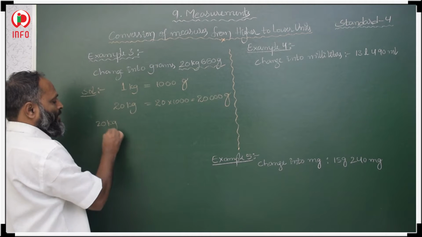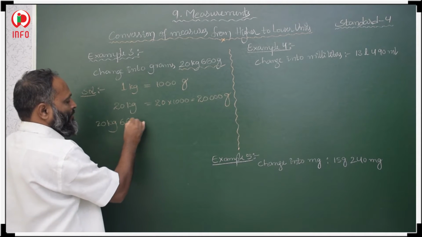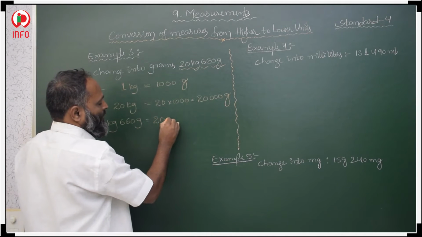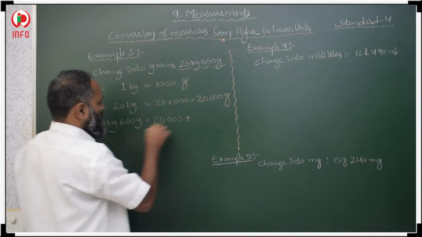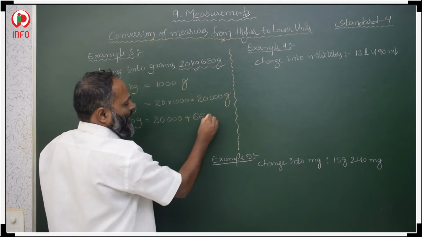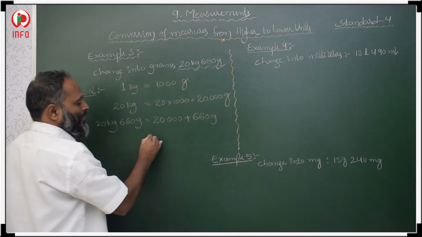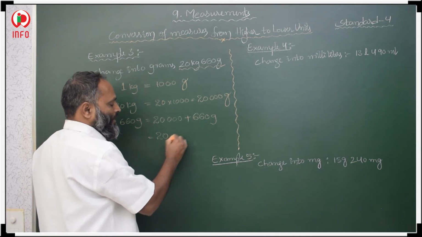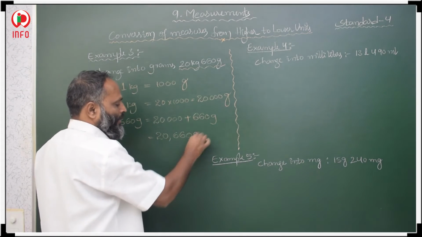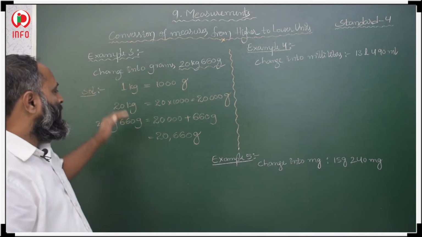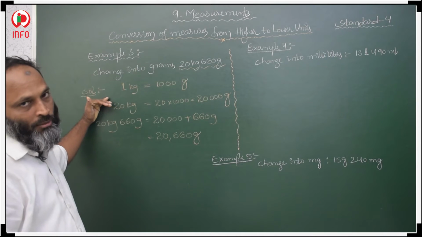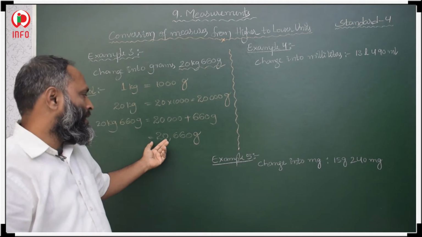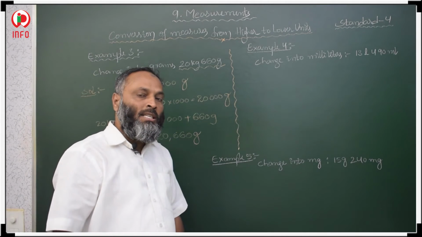20 kg 660 grams is equal to 20 kgs, which means 20,000 grams, plus this 660 we have to add. So 20,000 plus 660 is 20,660 grams. So this is the conversion of kgs into grams: 20 kgs 660 grams in total is 20,660 grams.